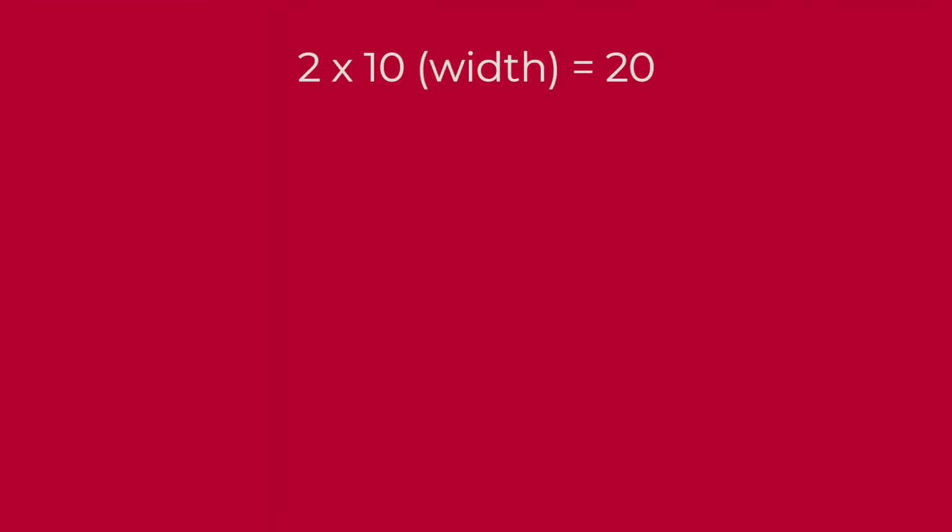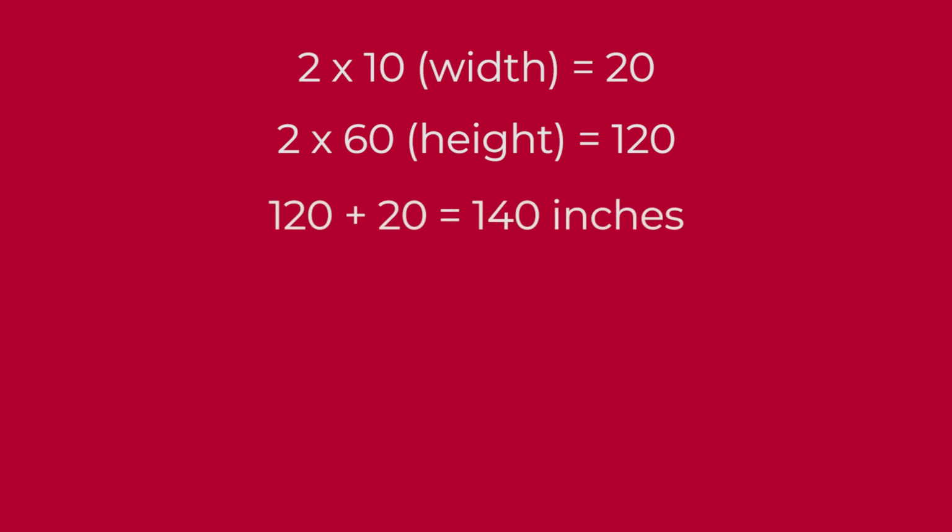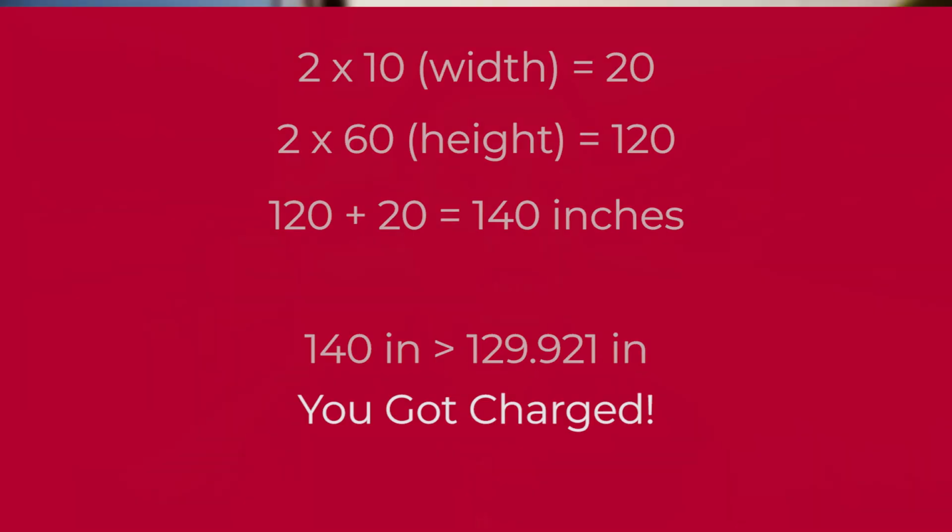Width of 10 inches, so 2 times 10 equals 20. Height of 60, as we said, 2 times 60 equals 120. So adding 120 plus 20 equals 140 inches. Clearly this is higher than the 129.921. So the billable weight for this automatically has an 80-pound minimum. Again, parcel is a lot of math.